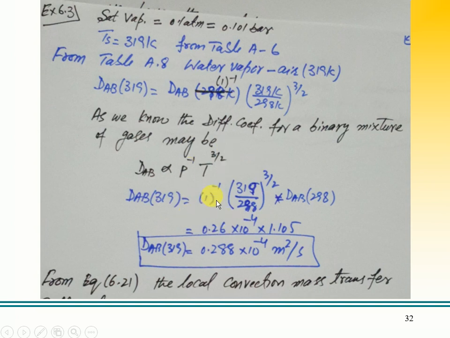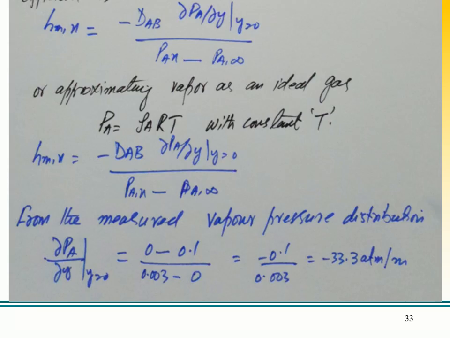It is the pressure raised to the power minus 1, and the temperature at which we are taking the DAB, that is the binary diffusion coefficient. This 298 is the standard temperature of 25 degrees Celsius. So we can find the value, which is basically 0.288 × 10 to the minus 4 meters square per second at 319 K. Now we can find the local convection mass transfer coefficient by using this very simple equation we have done in the previous lecture.